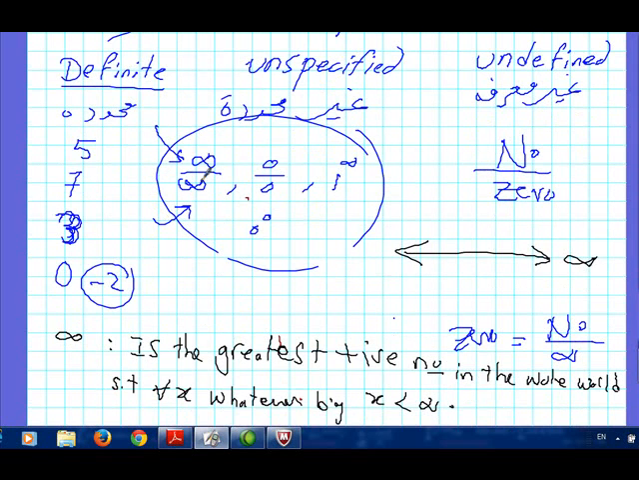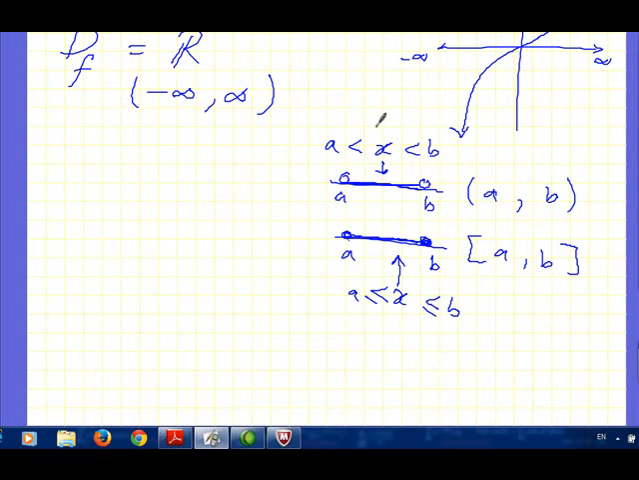One of the students asked me, what about infinity? What is the meaning of infinity? Infinity has a very sharp definition. It is the greatest or largest positive number in the whole world, such that for every x, whatever big, x should be less than infinity. So we have two conclusions. We cannot reach infinity. For this reason, infinity is not a real number.